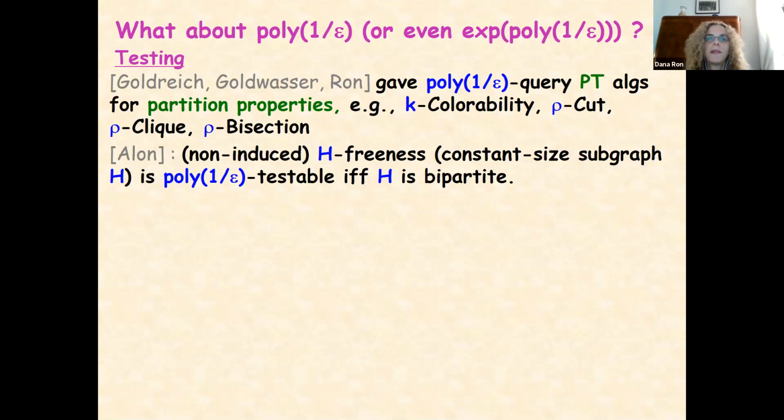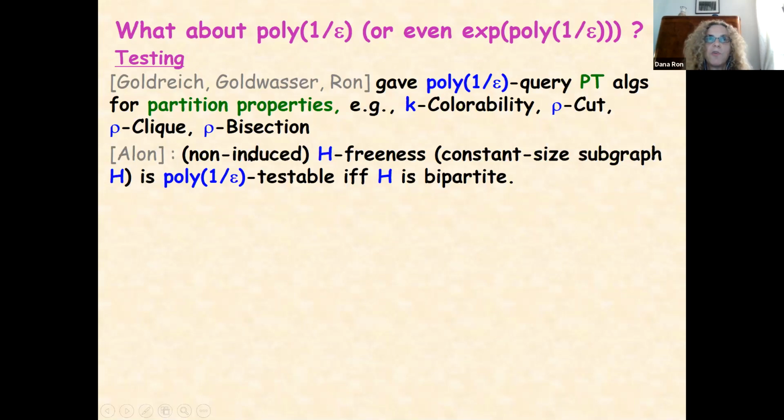He showed that you have a poly 1 over epsilon. And again, here I talk about queries. Maybe that's a good point to say this. I'm not saying I don't care about time, but queries are really the main issue. And definitely for the partition properties, since they are related to hard problems, you can't expect to have poly 1 over epsilon time. So the focus really is queries, say, how much do you have to look at the graph to make a decision?